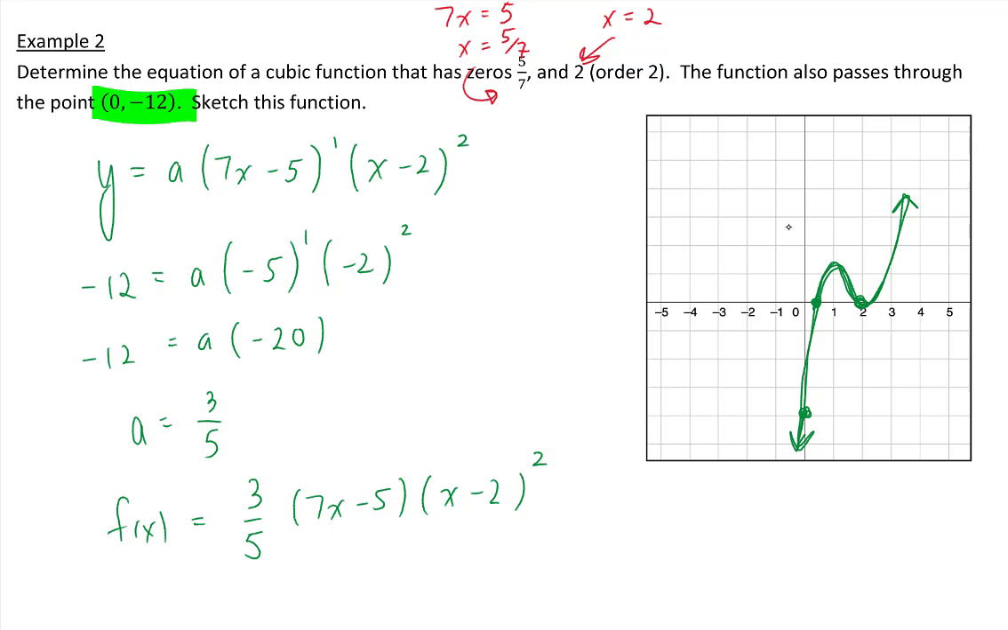The good part is we see that this a value is positive, which means our graph should behave in this direction, going from -infinity to infinity for the end behaviors. Because of the positive leading coefficient this function would have if you expanded the expression.